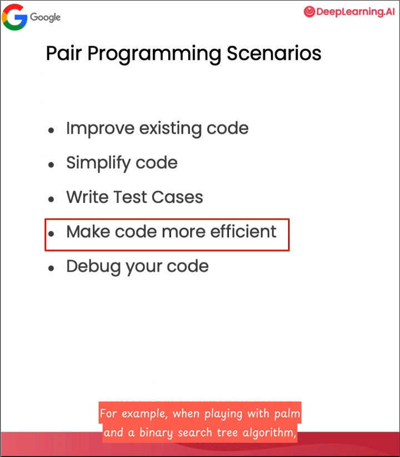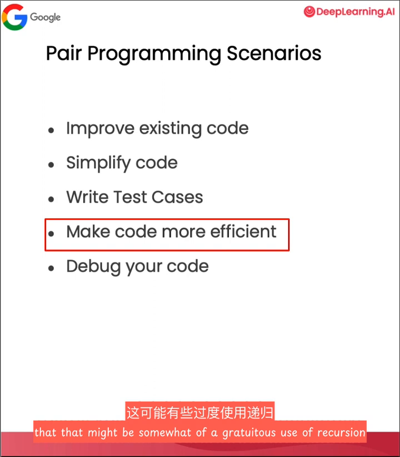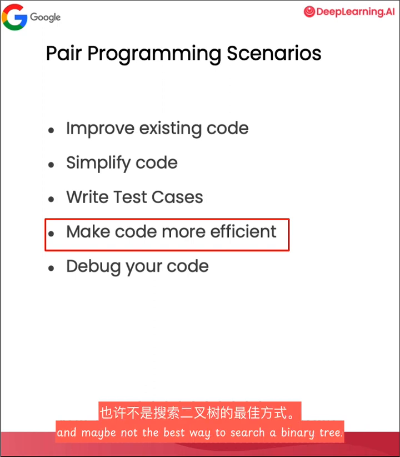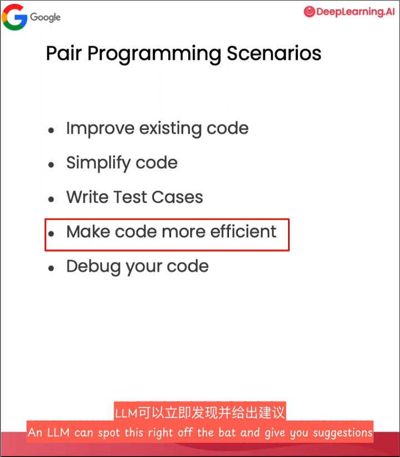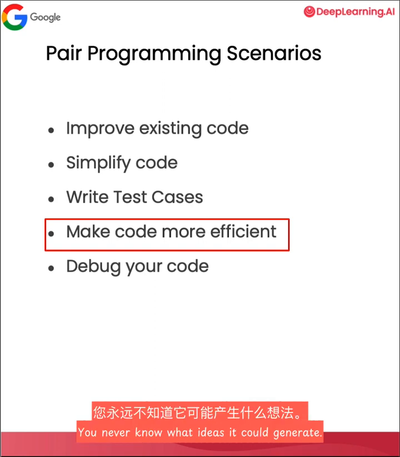For example, when playing with Palm and a binary search tree algorithm, I used code that did the binary search tree the way I'd always learned it, using recursion, without realizing that that might be somewhat of a gratuitous use of recursion and maybe not the best way to search a binary tree. An LLM can spot this right off the bat and give you suggestions about how to improve your code by maybe not using memory-intensive recursion. It's a great reminder to have LLMs as a pair programmer to explore your code. You never know what ideas it could generate.